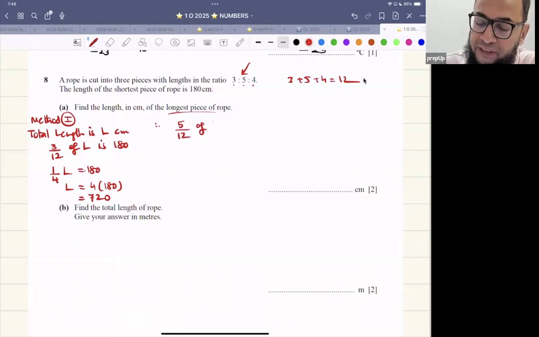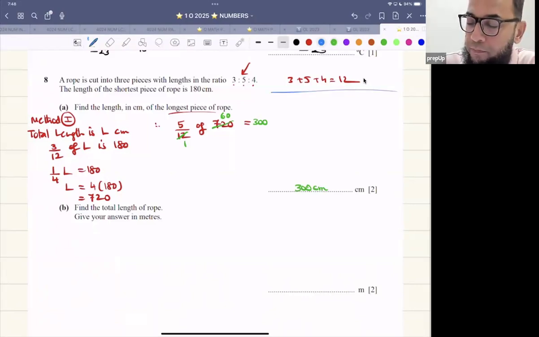5/12 of 720 is what we are looking for. 12 ones are 12, 6 are, add a 0. 5 times 6 is 300. Therefore, the answer is 300 centimeters. Now, this is method 1. Let me do it through method 2.